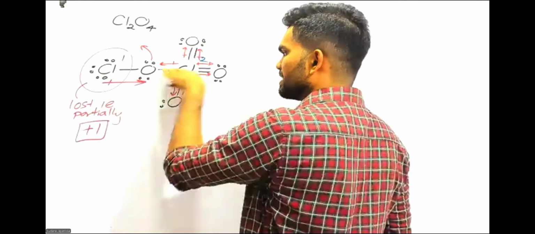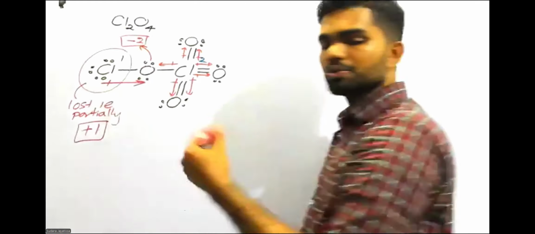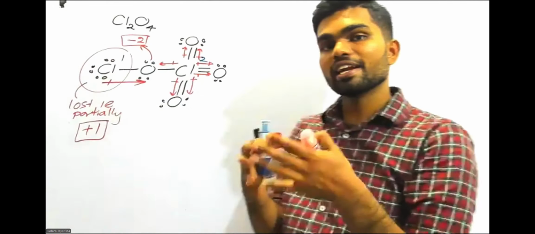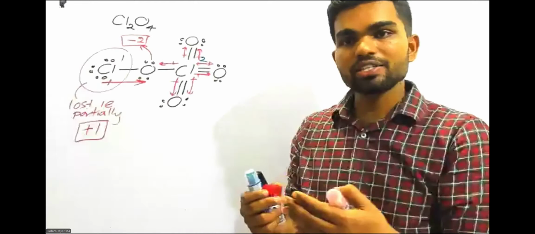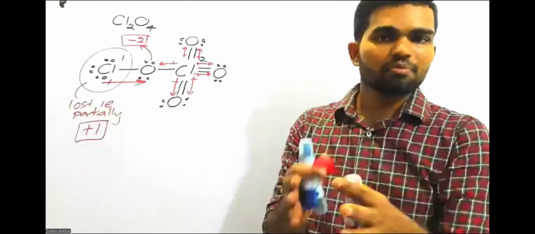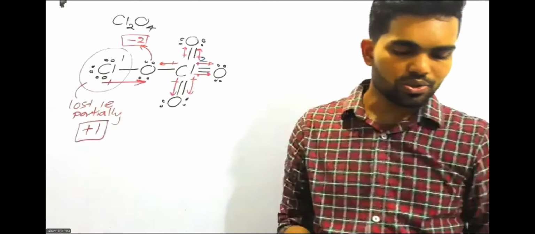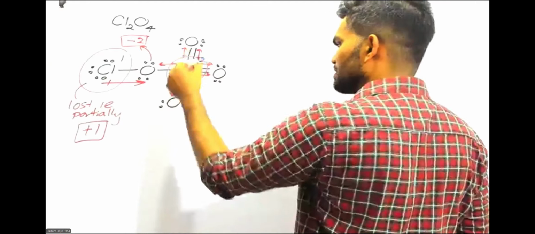Oxygen is gaining 2 electrons partially. So the oxidation number should be -2 because it gained 2 electrons, and it gained them partially. Gaining is indicated by negative, and the 2 electrons give -2. Okay, and they are asking the oxidation number of the central chlorine also.